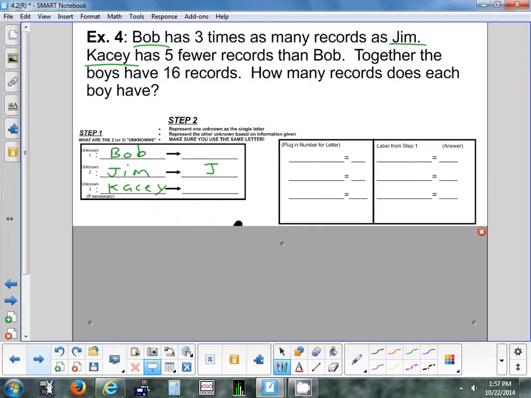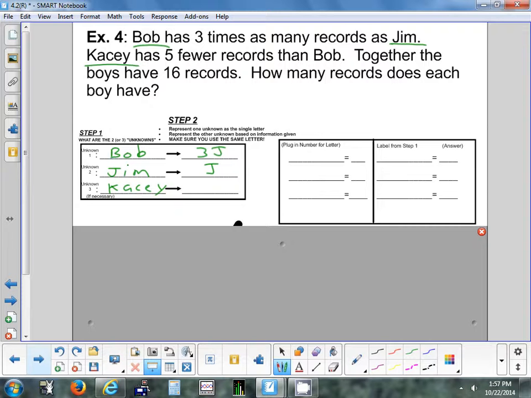Now who can we do next? If Jim is J, Bob is going to be how much? 3J. Good. How do you know? Bob has 3 times as many as Jim. So if Jim is J, Bob is 3J. Now we've done everything that we can do with the first sentence.